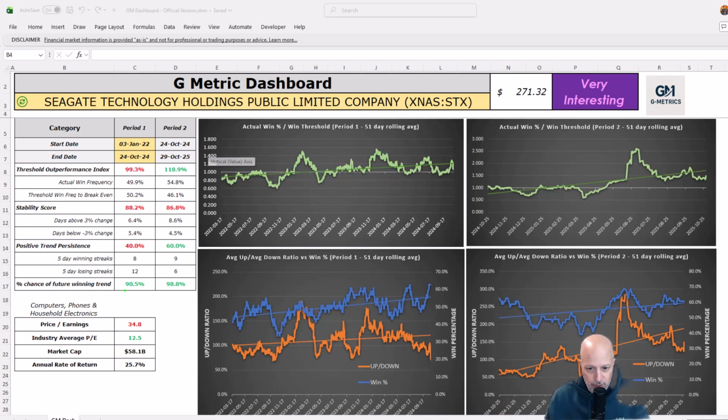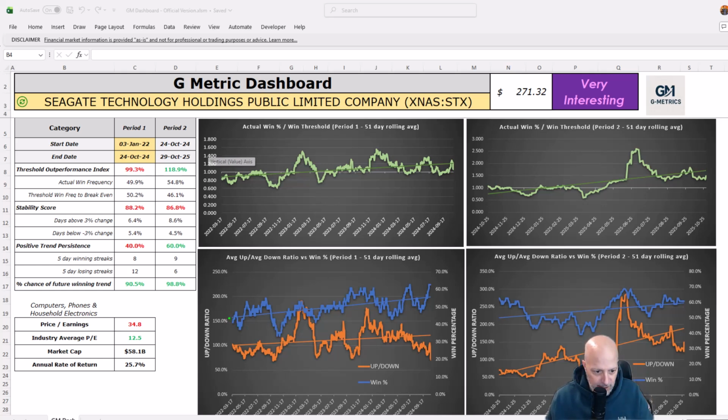So based on those numbers, in period 1, there was a 90.5% chance of a continued positive trend. And in period 2, there is a 98.8% chance of a continued positive trend. Not surprised here, Seagate Technology Holdings came out with their earnings report yesterday, and they really impressed investors, and so the price took a nice jump yesterday. So the stock has been on a positive trend for a while, and it looks like that's going to continue. Let's just run through the rest of the charts here.